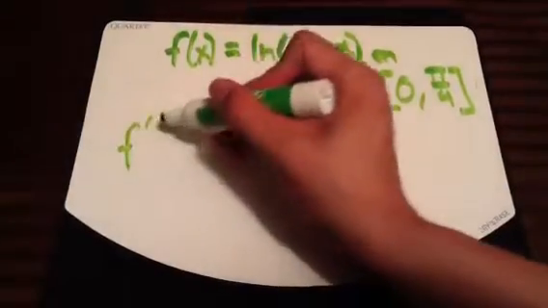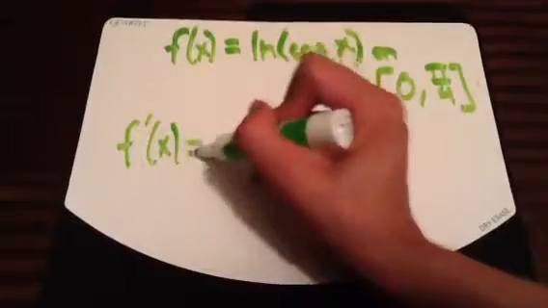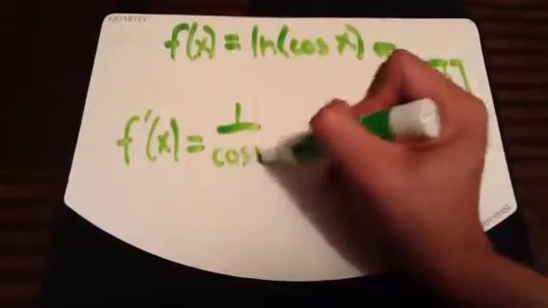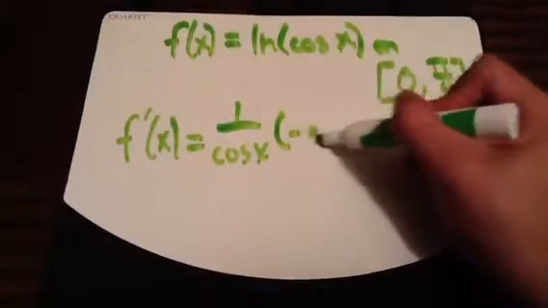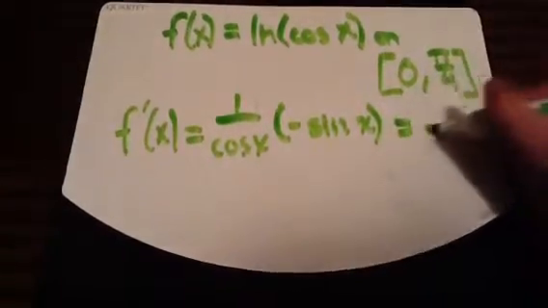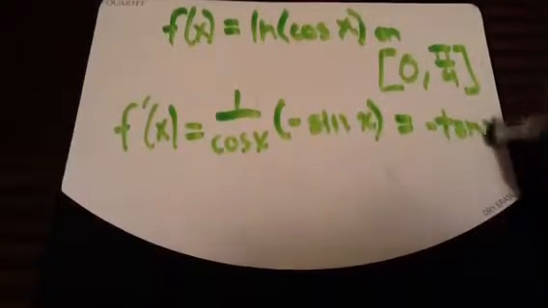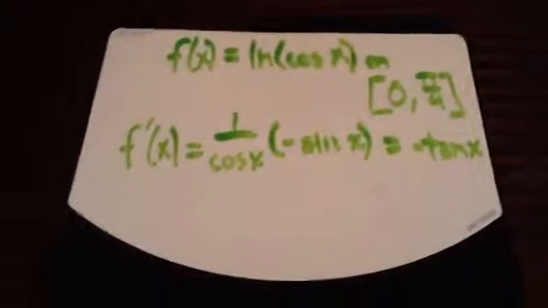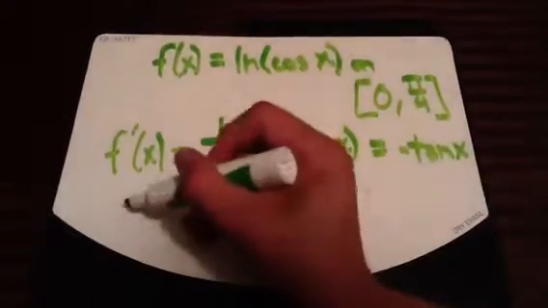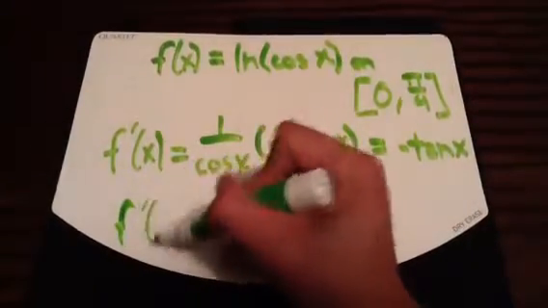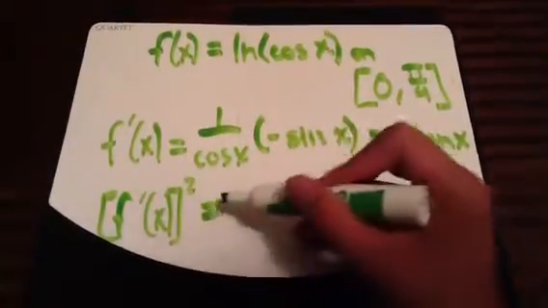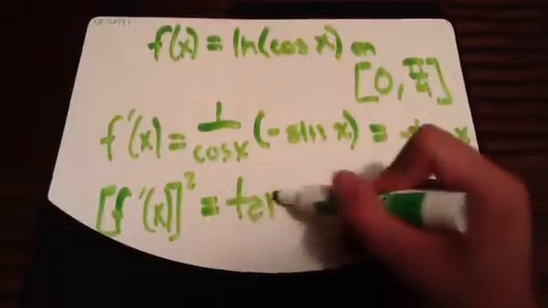So, as in any other arc length problem, we find the derivative, which is 1 over cosine x times negative sine x, which happens to be negative tan x. If you square the whole thing, as we need in our formula, it becomes tan squared x.